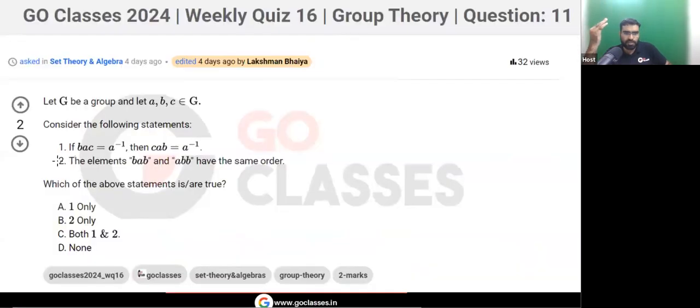Now let's see part 2. What is part 2? The elements BAB and ABB have the same order. This is interesting. Can you take your copy and pen? So tell me what you need to prove.